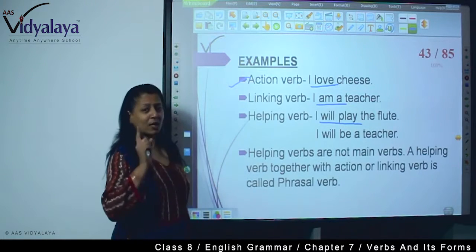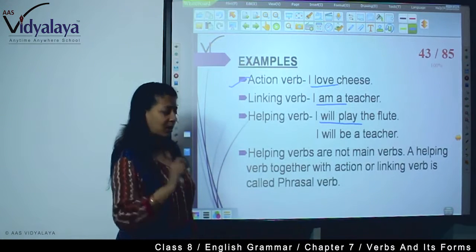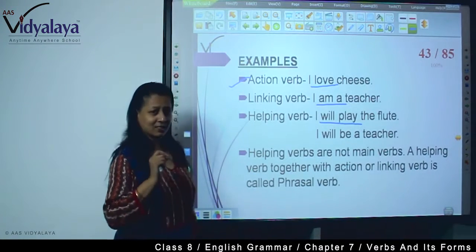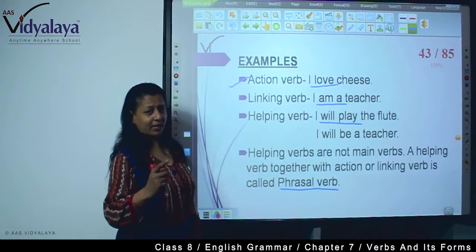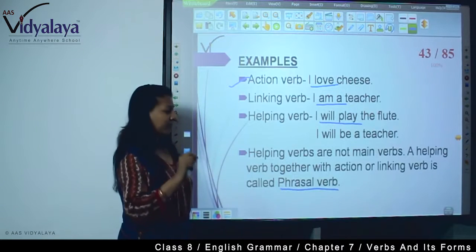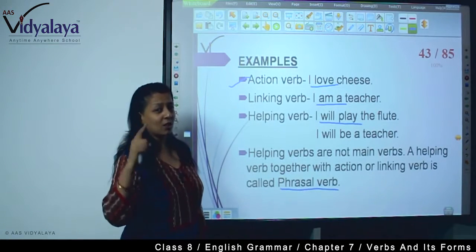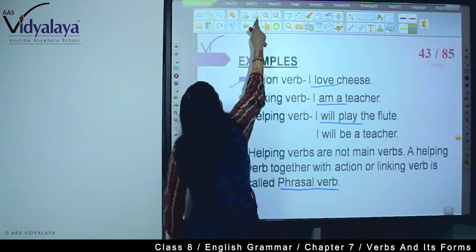Now, helping verbs are not main verbs. A helping verb together with an action or linking verb is called a phrasal verb. So, we have one different kind of phrasal verb. These are the helping verb together with an action or linking verb. That is called a phrasal verb.